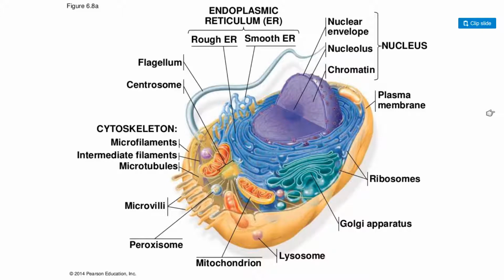What's transcription? Transcription is when you take DNA and you write it into RNA. And then translation is when you take RNA and translate it into protein. Okay, so that's the nucleus. That's what the nucleus does for eukaryotic cells. It doesn't do that for prokaryotic cells, because they don't have a nucleus.